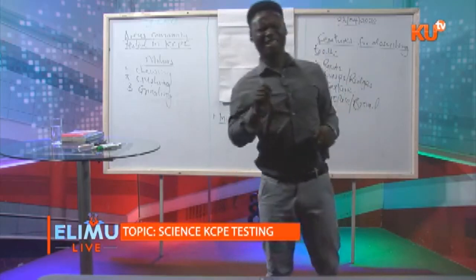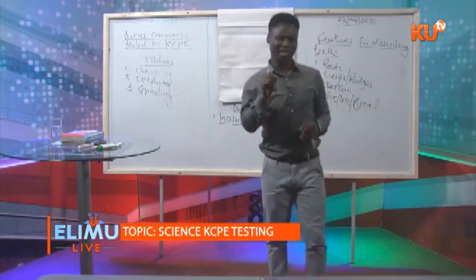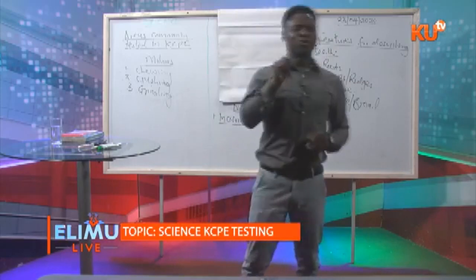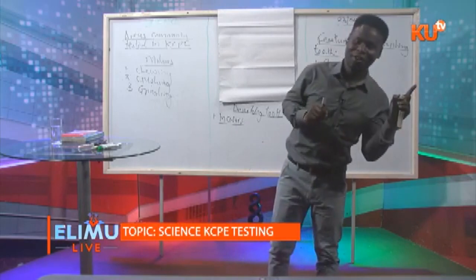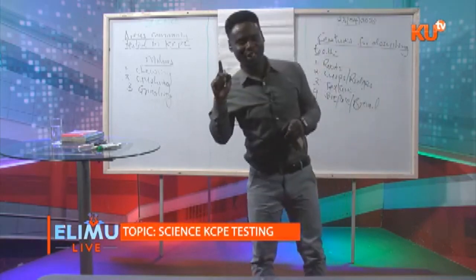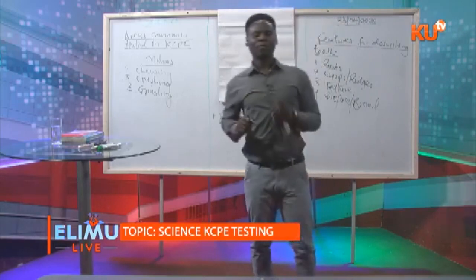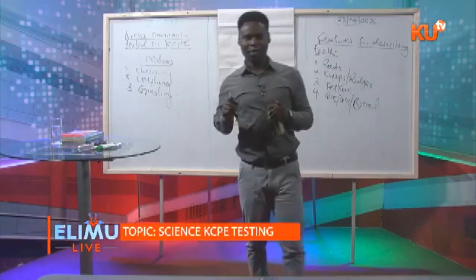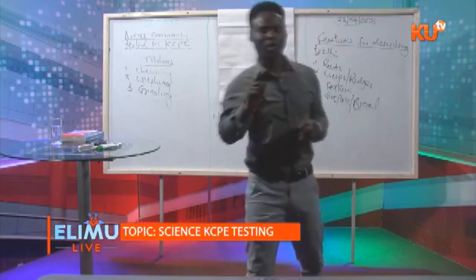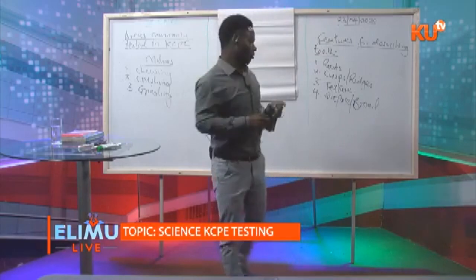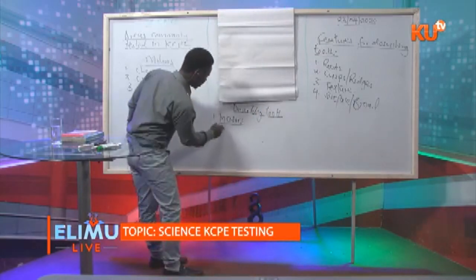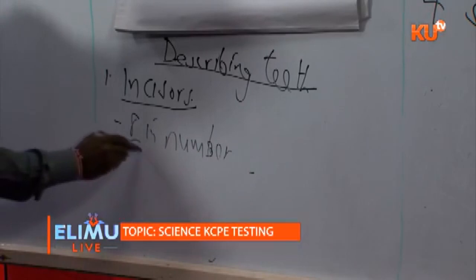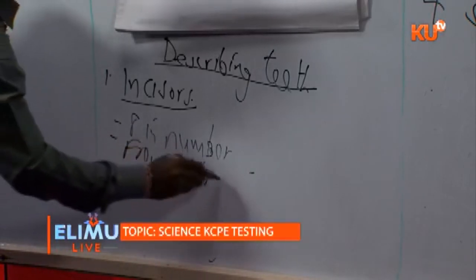If we are saying that incisors are eight in number, therefore we have four in the upper jaw, then four in the lower jaw. Two on the right side of the upper jaw, then two on the left side of the upper jaw. Two on the left side of the lower jaw, then two again on the right side. So what I'm saying here is that they are eight in number, at the front of the mouth.